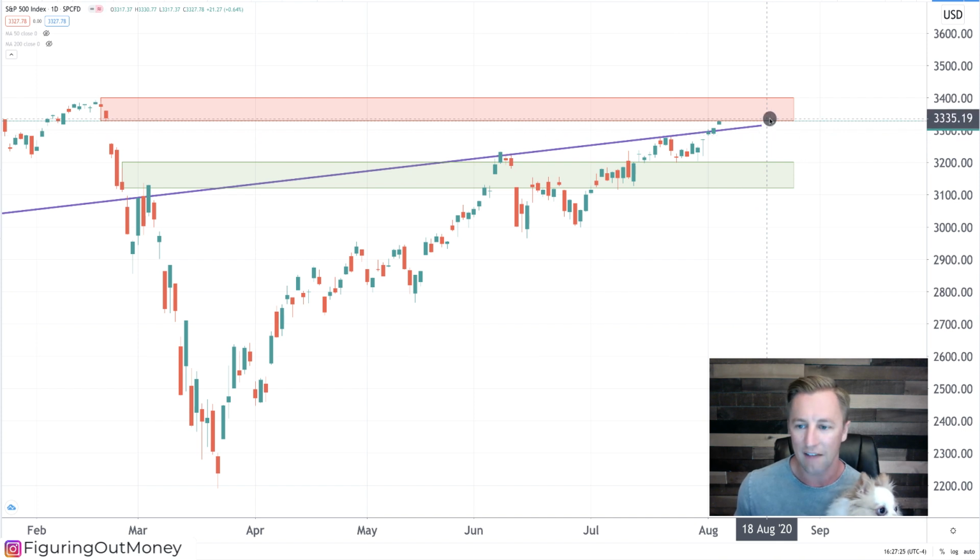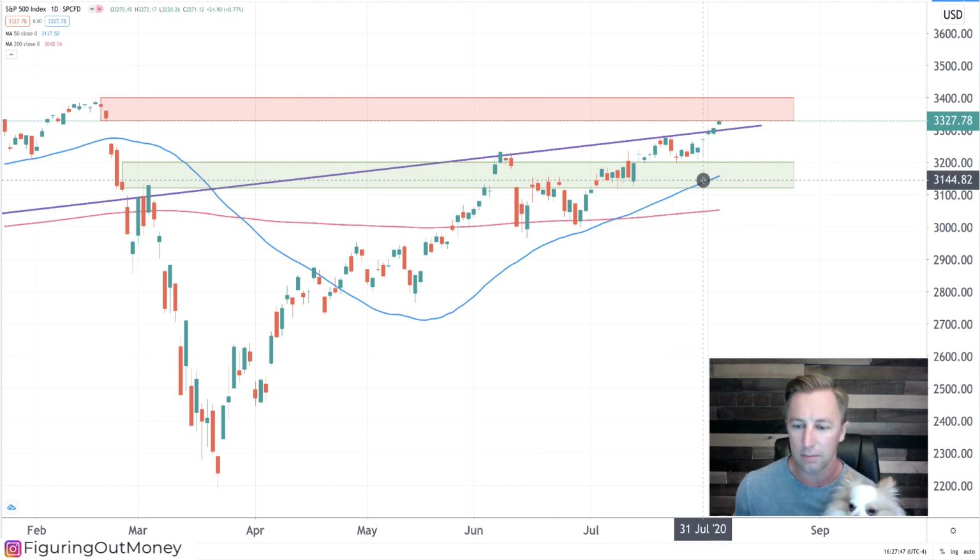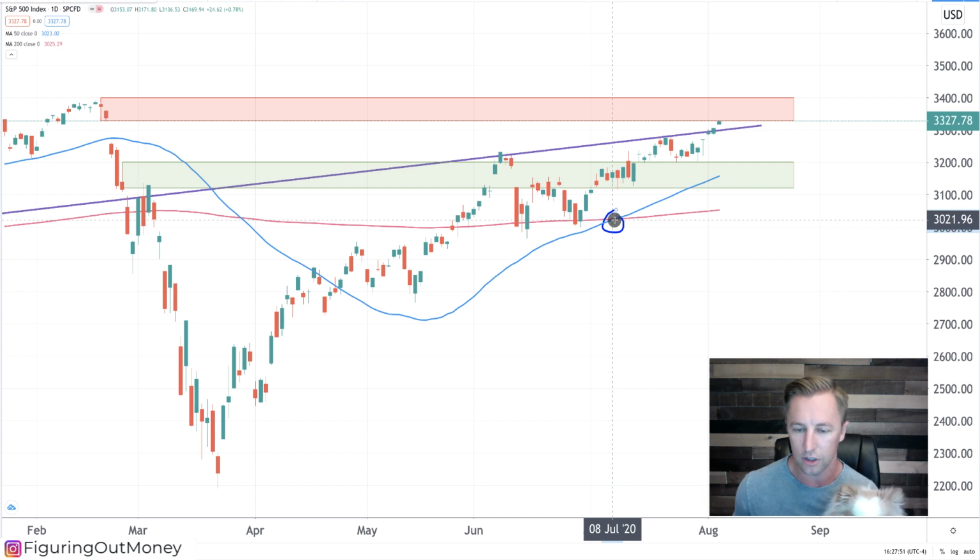We once again have the entrance to the bear's camp at 33.30, which the price action is currently flirting with, and then 3,200 is the entrance into the bull's camp. When we pull up the 50 period moving average and the 200 period moving average, they recently crossed here on July 8th, and we notified it the day before, talking about a golden cross that was taking place.